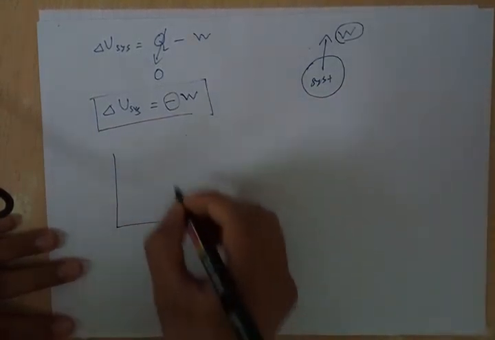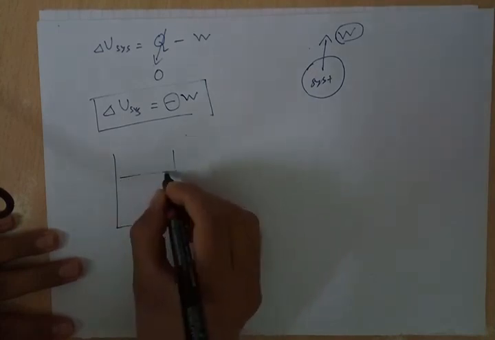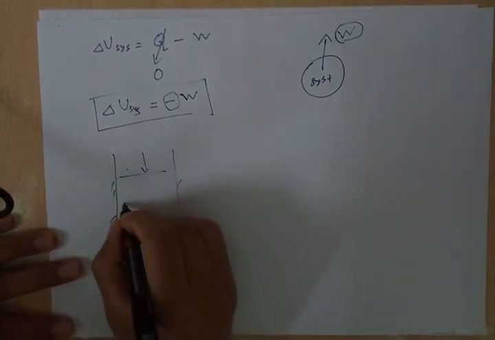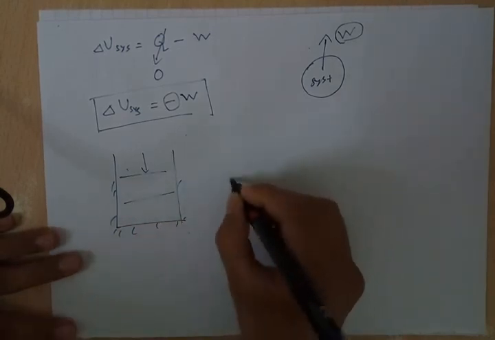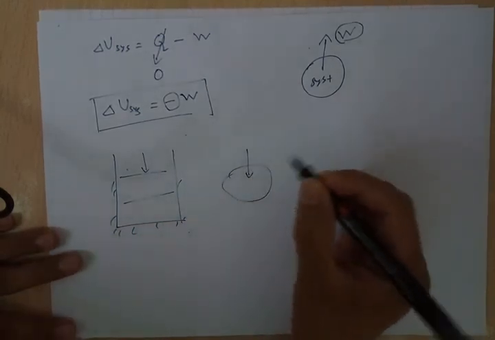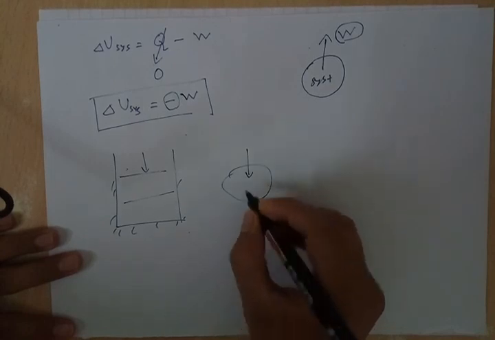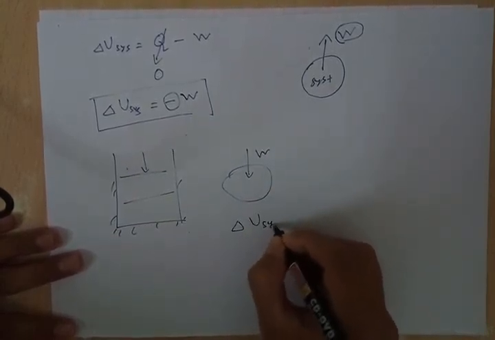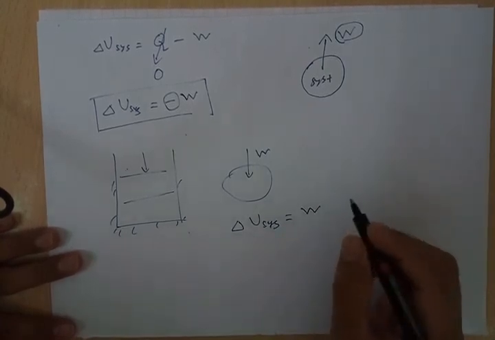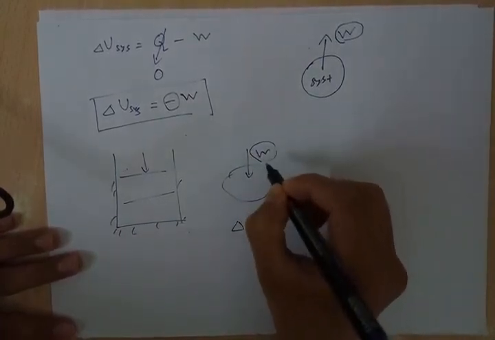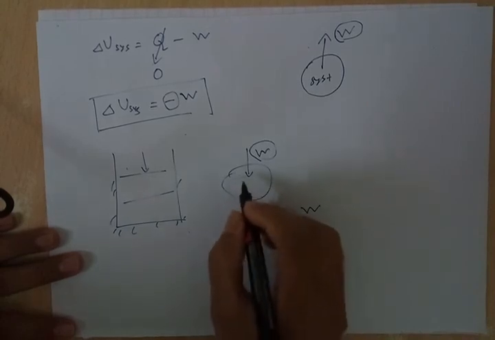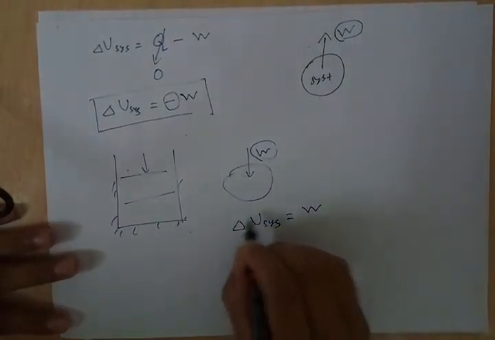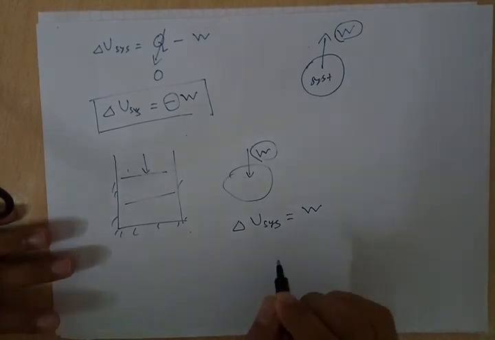If we push the system adiabatically, then we are doing work on the system. So in this case, internal energy of the system will increase. So we can write delta U of the system is equal to W. So whatever work we are doing is increasing the internal energy of the system. So work done on the system is equal to the increase in internal energy of the system.